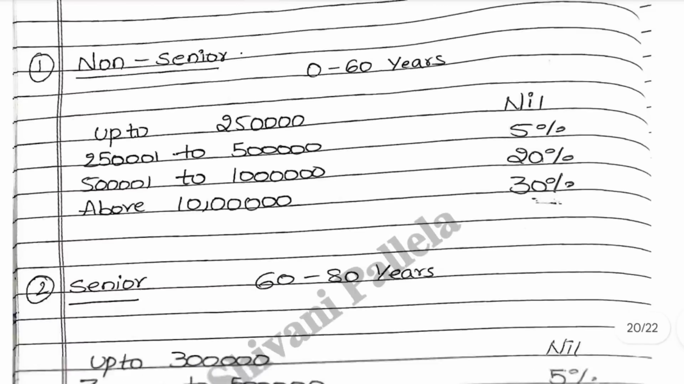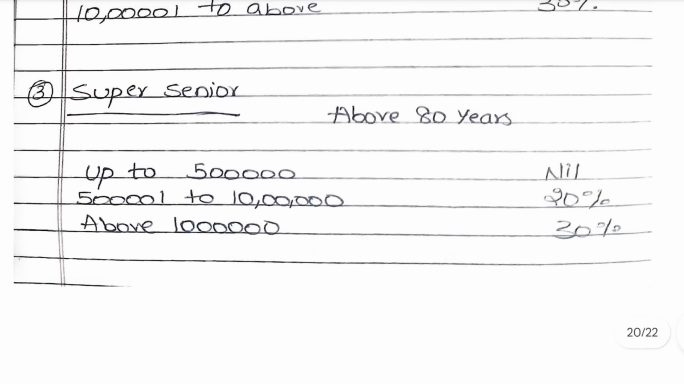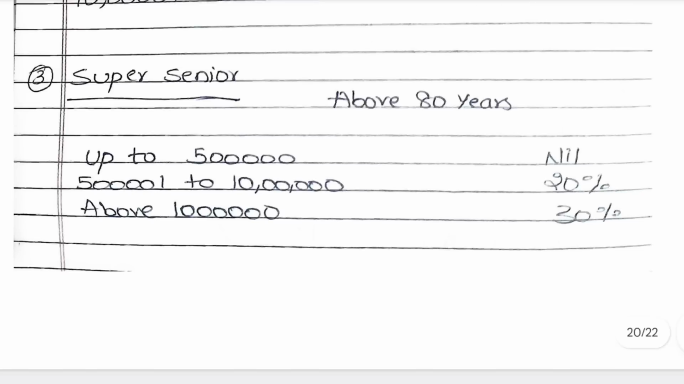Clear? Next, senior citizen. Senior citizen means 60 to 80 years. If the person's age is 60 to 80 years, up to 3 lakhs the tax is nil. 3 lakhs to 5 lakhs it is 5%. 5 lakhs to 10 lakhs it is 20%, above 10 lakhs it is 30%. Okay, and last one, super senior. If the person is above 80 years, up to 5 lakhs it is nil. 5 lakh to 10 lakh it is 20%, above 10 lakhs it is 30%. Clear? Did you understand this? Only if you understand this will you understand the rest.